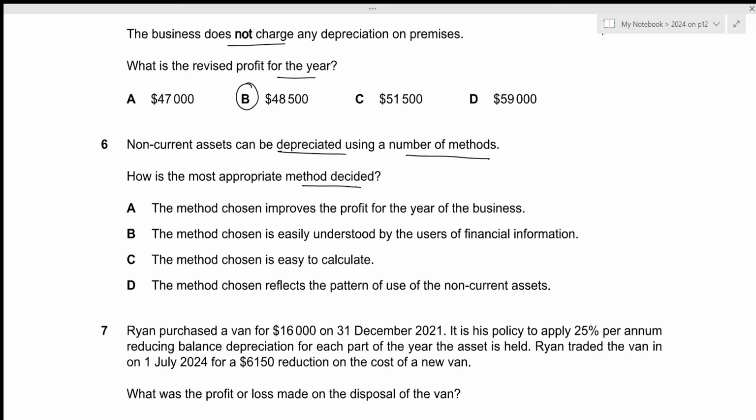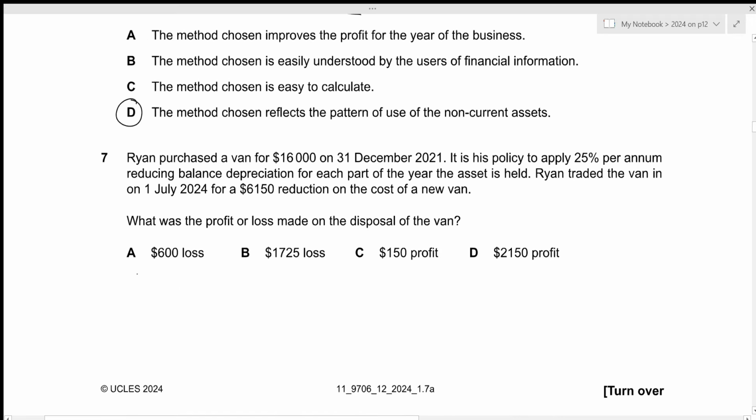If we are talking about motor vehicles, those are the kind of non-current asset that will lose higher values in earlier years and lower values in later years. So in such cases, a reducing balance method would be more appropriate. But in case of maybe premises, the value will deteriorate in the same level over time. So maybe in such cases, straight line method would be more appropriate. So that is the method we need. It needs to reflect the correct pattern of use of those non-current assets, and that is given by option D. That is all for the sixth question. Let's move towards the seventh one.